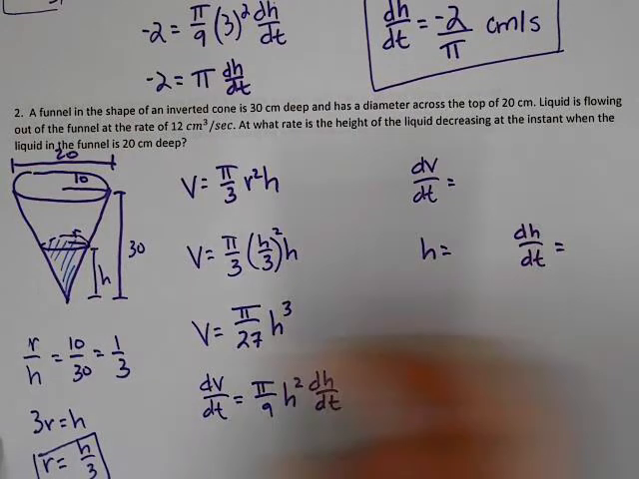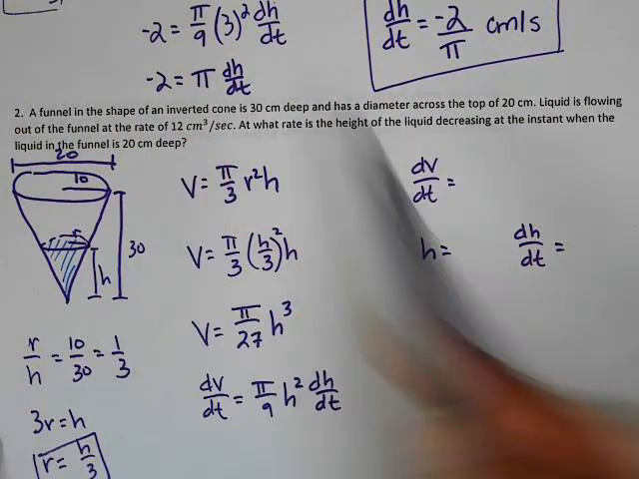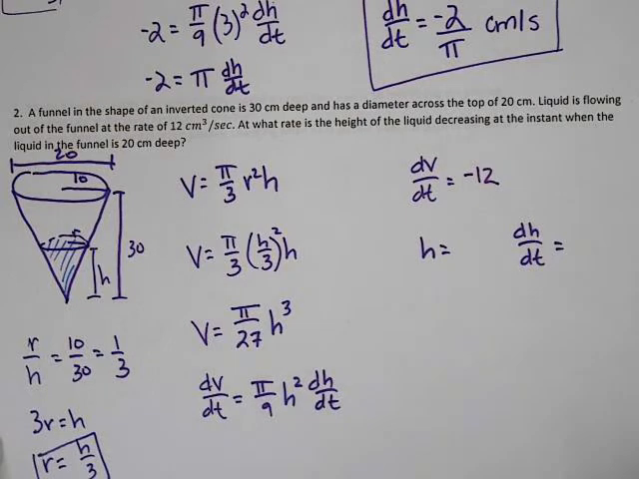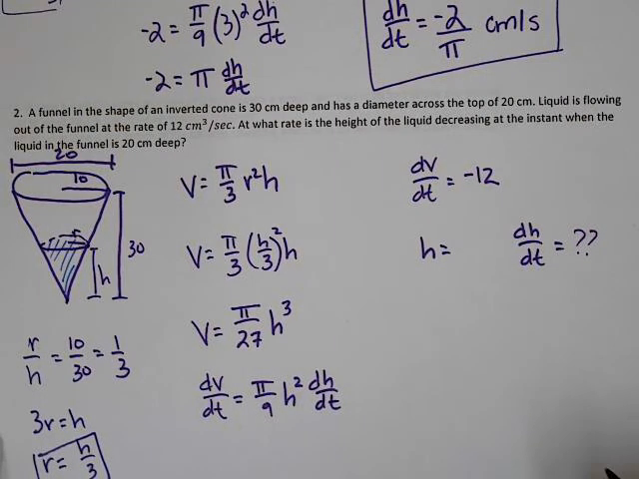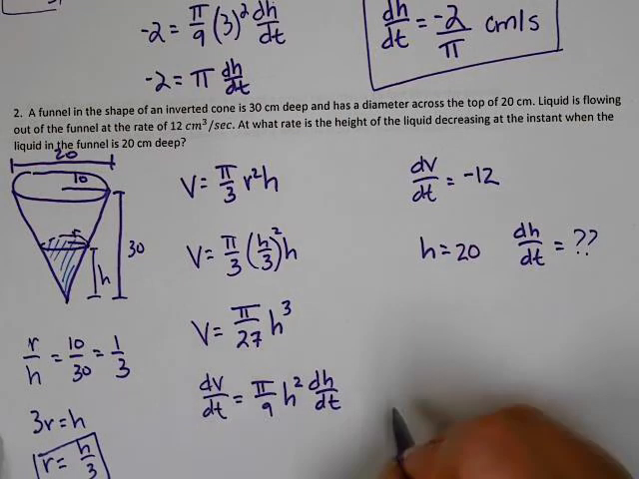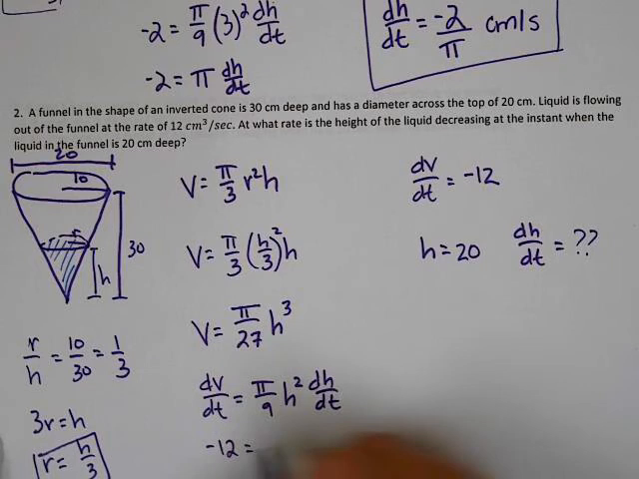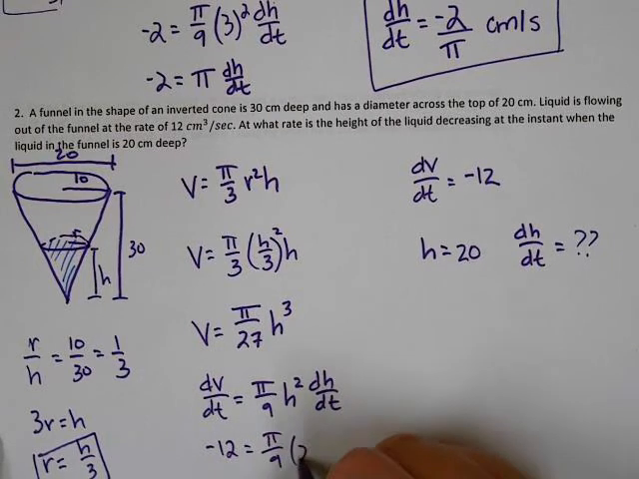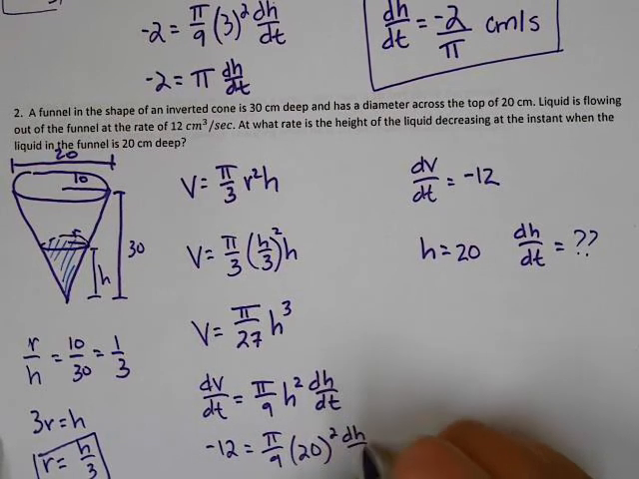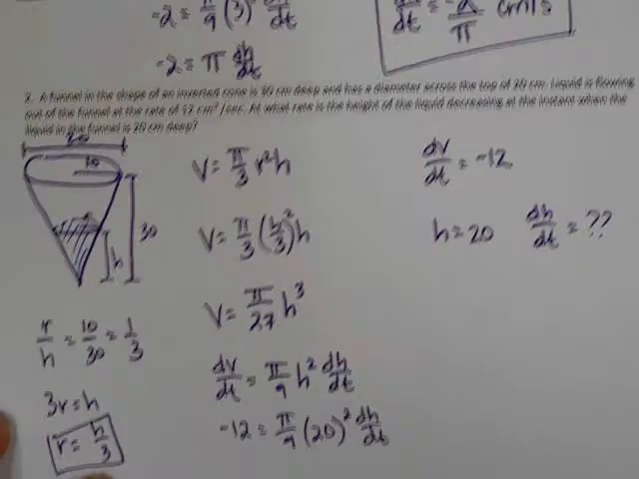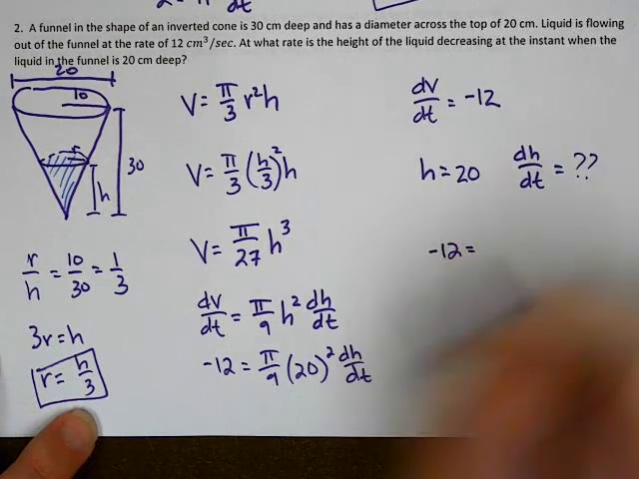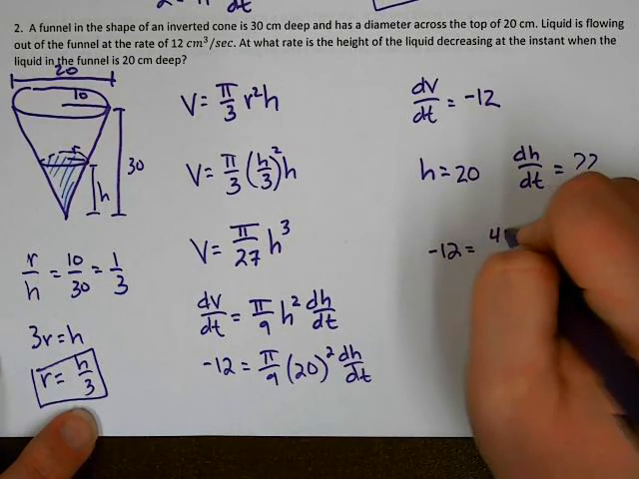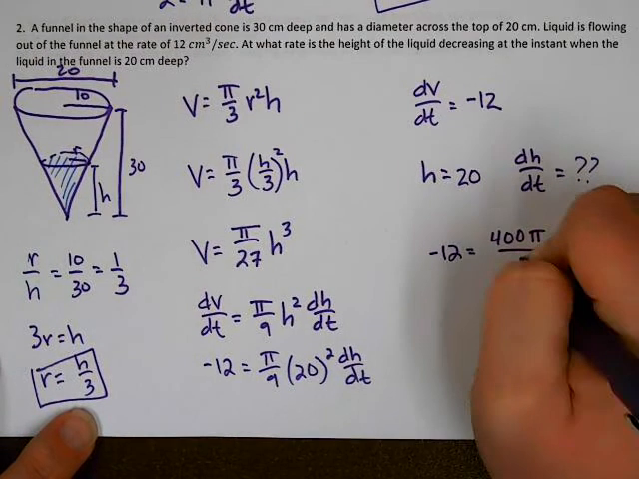So let's see, liquid is flowing out of the funnel at a rate of 12 cubic centimeters per second, so that's a negative 12. At what rate is the height changing, so what's dh/dt, when the liquid in the funnel is 20 centimeters deep? So h is 20. So we end up getting negative 12 is equal to pi over 9 times 20 squared dh/dt. And we're going to do this without a calculator. So we have negative 12 is equal to 20 squared is 400. So we have 400 pi over 9 dh/dt.